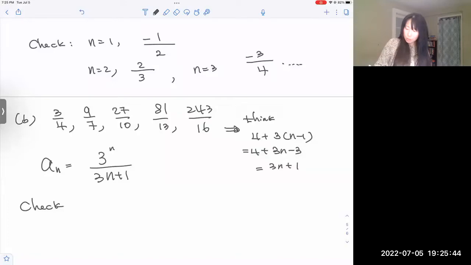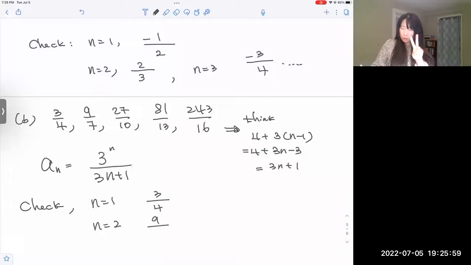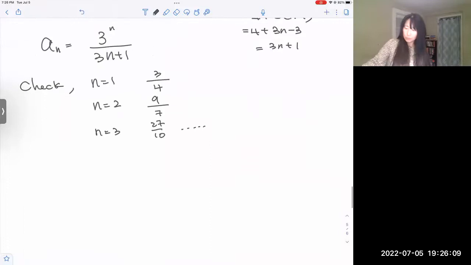N equal to 1, so 3 over 3 plus 1, which is 4. Good. N equal to 2, 9 over 7. Good. N equal to 3, 27 over 10. Okay, good job. Okay, let's move on. Very good.